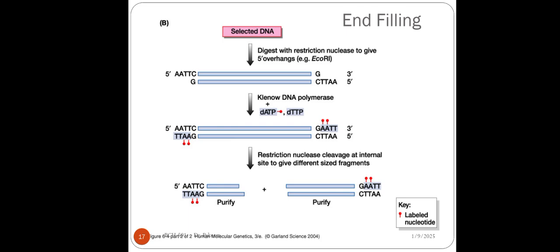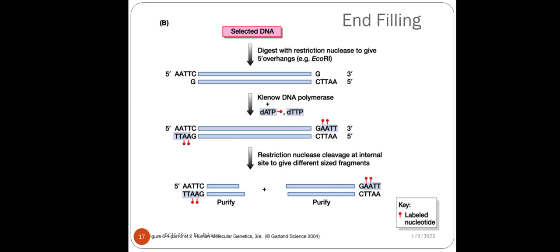Another way of doing it is end filling. Carefully look at the figure. At the top, you see you have taken a DNA fragment, and then you will digest that DNA fragment with a suitable restriction endonuclease. In this particular case, they have used EcoRI, and as a result of cutting, 5' overhangs were produced. After the generation of overhangs, the ends will be filled again with the help of the DNA polymerase Klenow fragment and the labeled nucleotide.